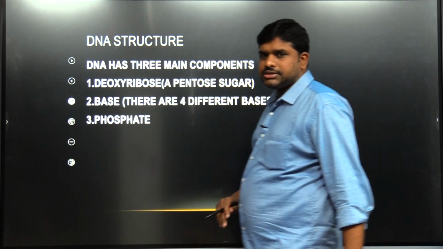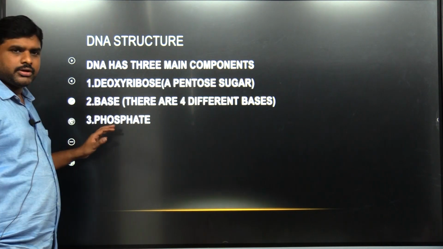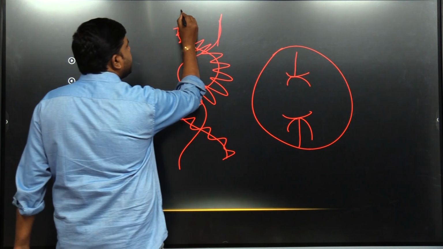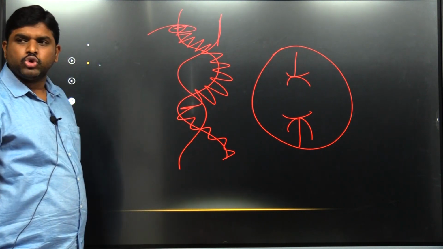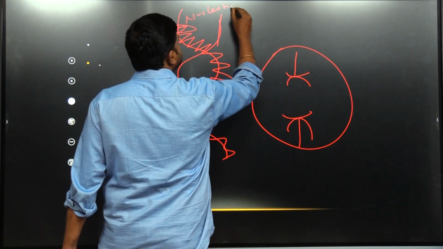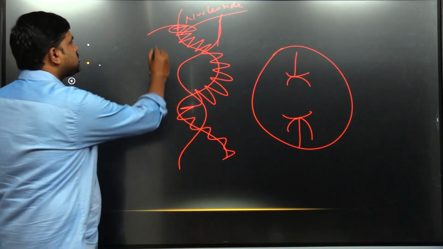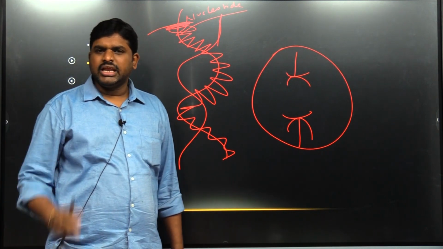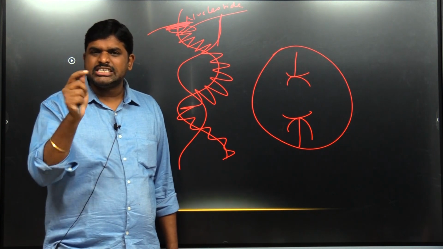So what is the DNA structure? DNA has three main components. As I told you earlier, DNA has three main components, which together are called a nucleotide. One nucleotide has three things. The combination of nucleotides is called DNA.